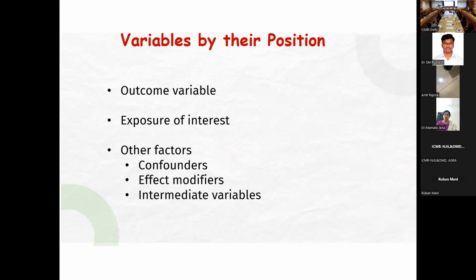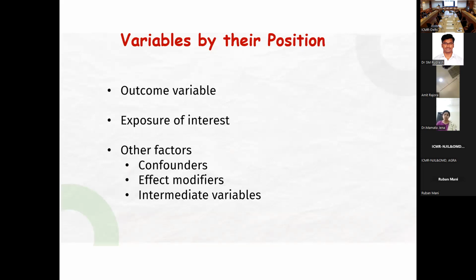So there are confounders, other factors, effect modifiers, and intermediate variables. Intermediate variables are nothing but process indicators. Suppose, for example, I am interested in the role of saturated fat on MI. In between, there will be a whole lot of factors. Saturated fat will lead to high BMI, saturated fat will disturb lipids, and they are predictors of MI. So in between, they are intermediate variables, process indicators.